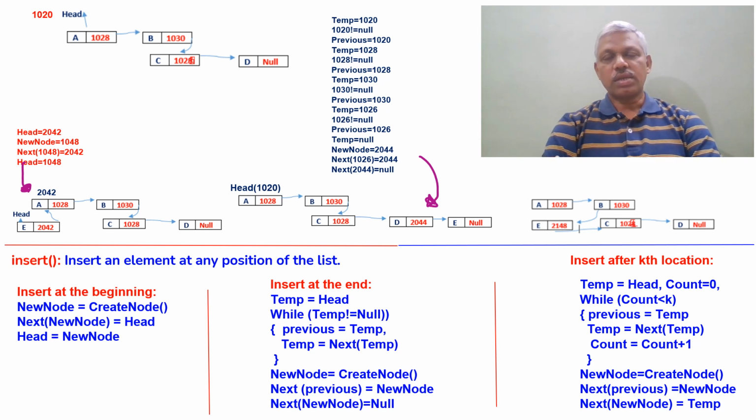Now if you want to insert after the kth location, similarly we'll start with the head node. We keep on traversing until the kth node. Once I reach the kth node, previous shall consist of the memory address of the kth node. Then a new node is created, and next of previous is the new node, and next of new node shall be taken as temp, because temp is holding the memory address of the next node. So E is appended in between B and C in this fashion.